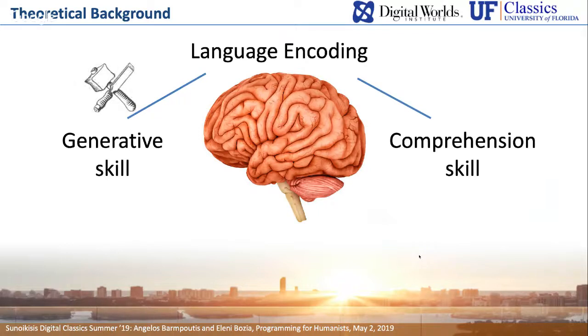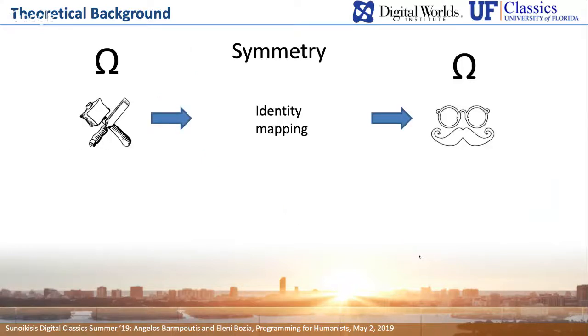So in other words, the generative skill could be anything. It could be inscribing, it could be typing, it could be encoding, but the comprehension skill is basically reading and understanding what is the result of that. And in those two parts of language encoding, there is symmetry. For instance, if I write on a piece of paper the letter omega in this case, then I read exactly what I typed, omega. So there is a symmetry. We expect to write exactly what we will read later.